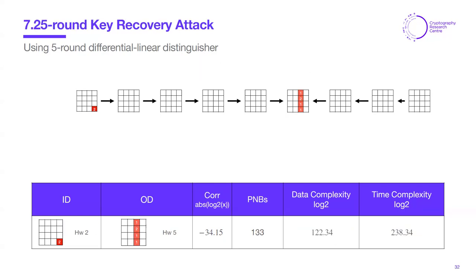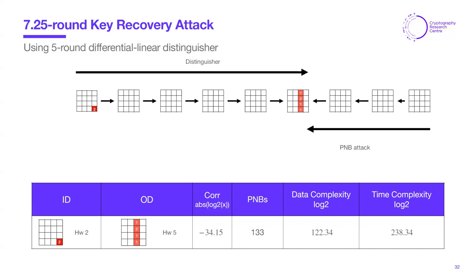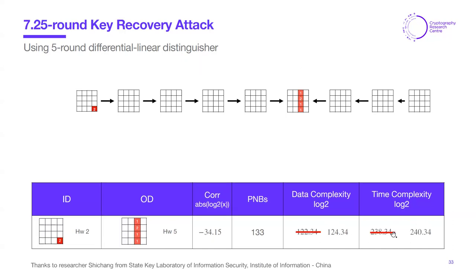We extend this 7-round key recovery attack by 0.25 round, okay? And we use the same differential linear distinguisher, and now we append 2.25 rounds. And by using 133 probabilistic neutral bits, we found this data complexity and this time complexity. Again, we needed to correct this data complexity and time complexity because we are reusing the previous result. So now, after the correction, we differ from the previous one by only 2 bits.